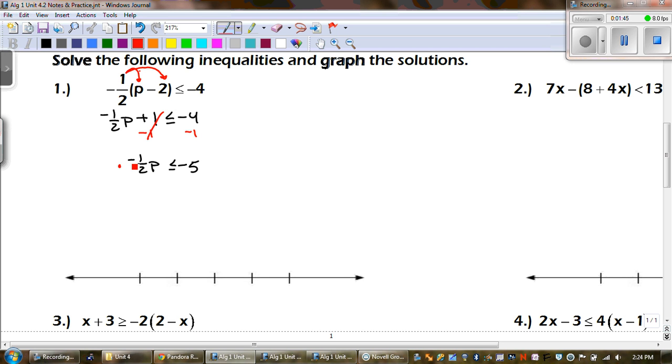And how do you get rid of a fraction? Well, you get rid of a fraction by multiplying by the reciprocal, which is just negative 2 over 1, or negative 2. And what did we multiply by? Well, we multiplied by a negative, and if you multiply by a negative, we have to flip the sign. Okay? So we got p is greater than or equal to 10.